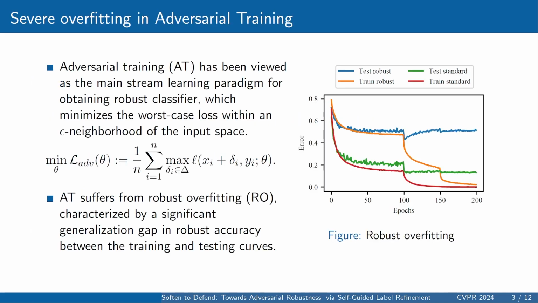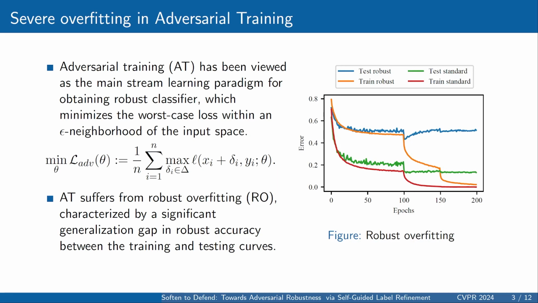Deep neural networks are shown to be vulnerable when the input data are slightly perturbed. In order to improve adversarial robustness, the most intuitive and effective approach is to incorporate these perturbed examples over the course of training. That is so-called adversarial training, which minimizes the worst-case loss within an epsilon neighborhood of the input space. However, AT suffers from robust overfitting.